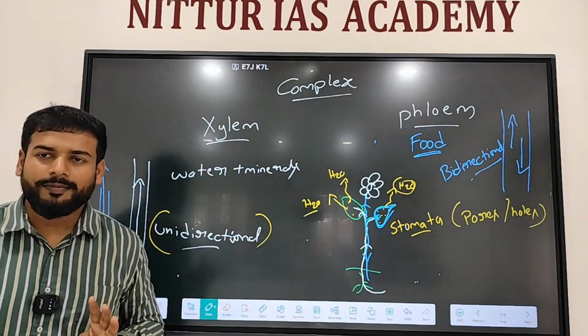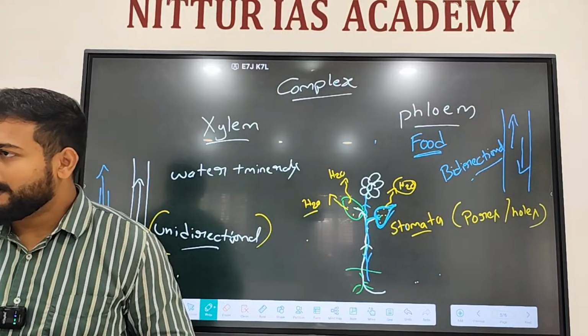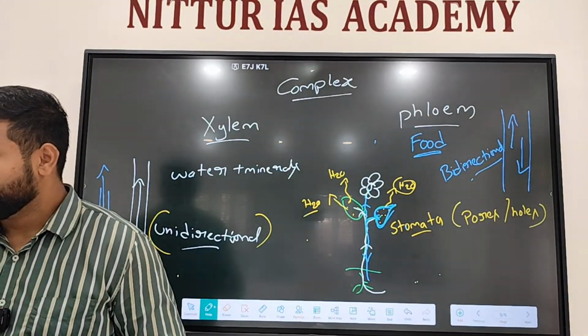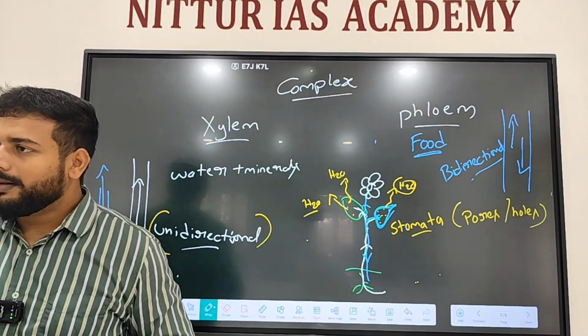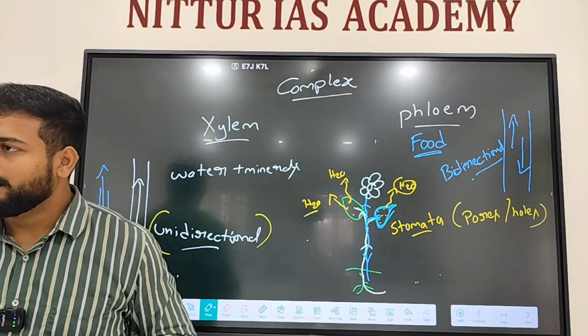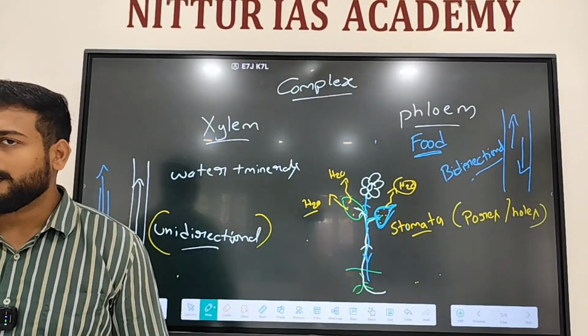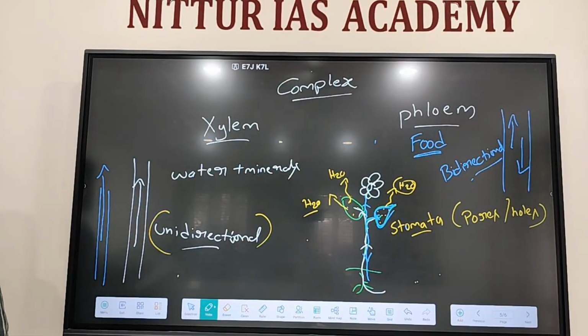Then they have given: xylem helps in the transportation of water only. Xylem helps in the transportation of water and minerals. Which one is correct? Water and minerals. The dissolved minerals with water travel through xylem, right? Both A and C statements were correct. Likewise, they will give many statements and you need to choose among them.